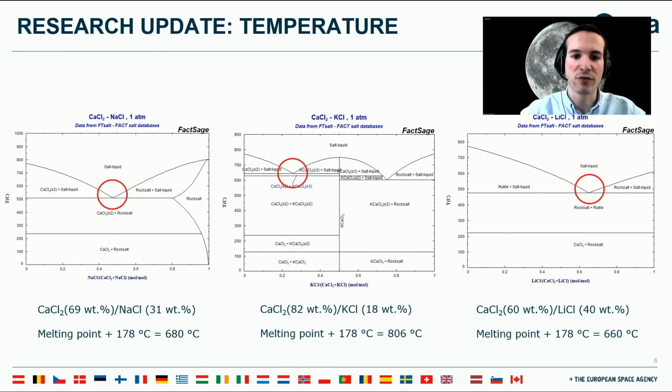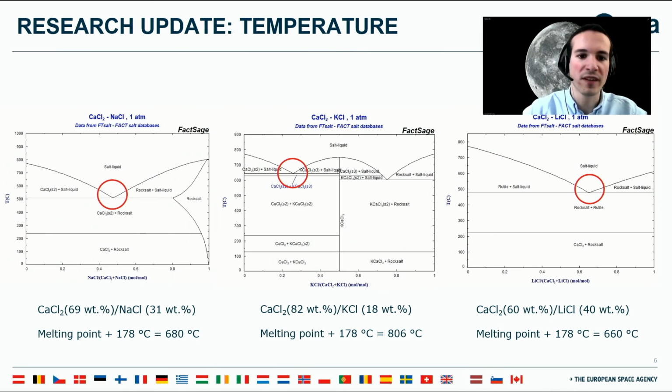The eutectic point is in a different phase diagram that you see here. And basically, we try to keep the same delta to have consistency in the latent heat, for instance, with regard to the melting point. So all the processes were done at melting point plus 178 degrees. So we have then one process at 680, one at 806, and one at 660 degrees.